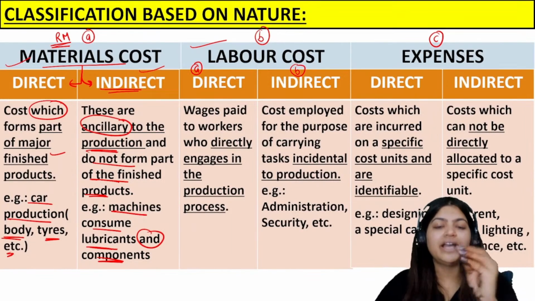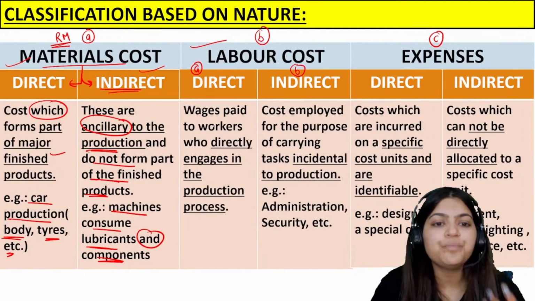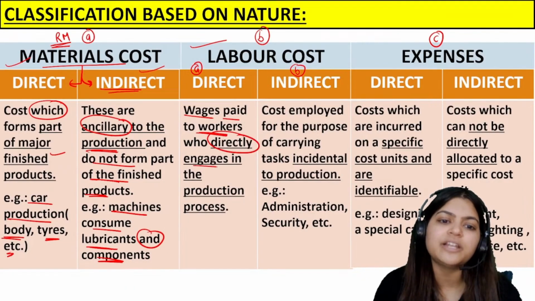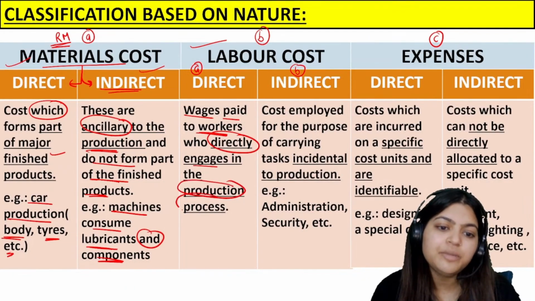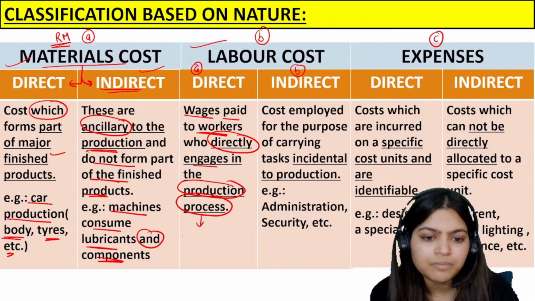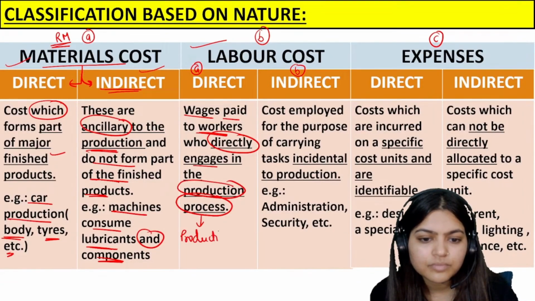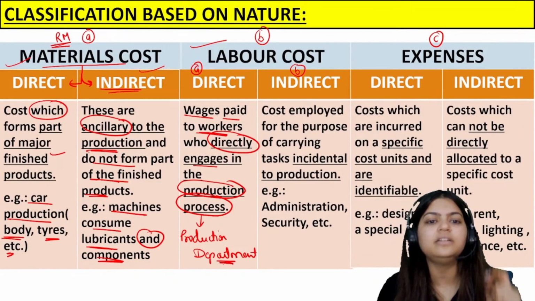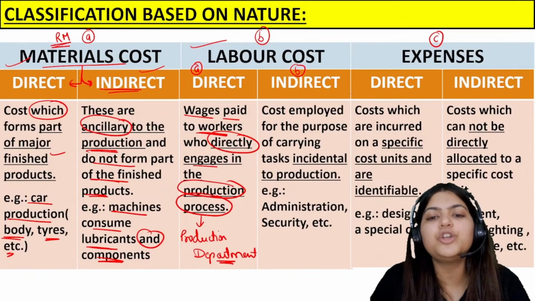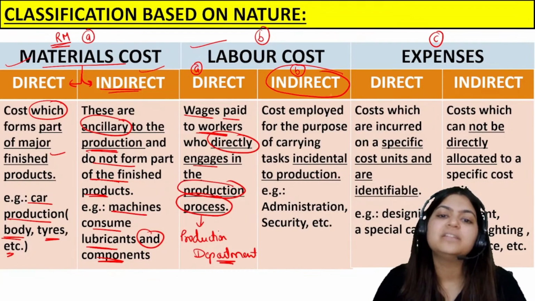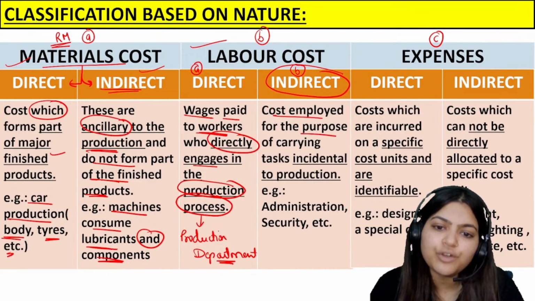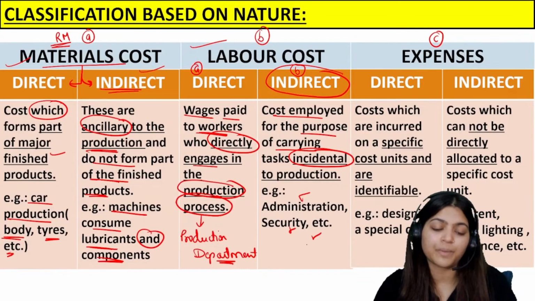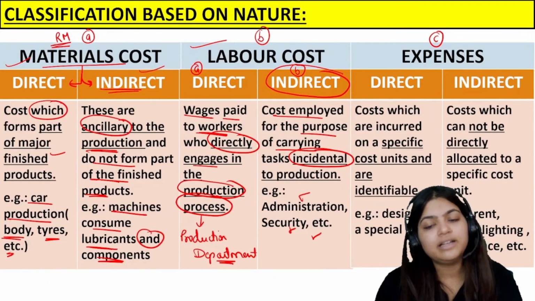So for labor, direct means wages paid to workers who are directly engaged in the production process, working in the production department. If you're working in the production department, then you are getting direct labor cost. But if you're not working in the production department, and the cost is employed for carrying out incidental production activities like admin, security, etc., then that is your indirect labor cost.